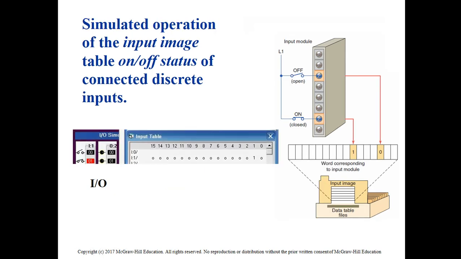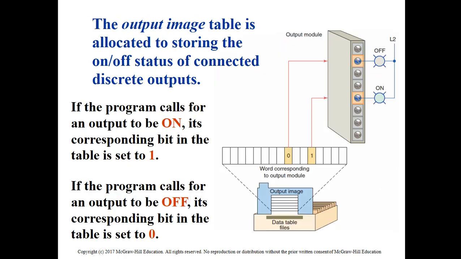This also simulates how the status of the bits will change. You can see here that the status of the input will be either 0 or 1. If it's open it becomes 0, if it's closed it will give you 1. This is for the input image or input data files. For the output, it is the same.